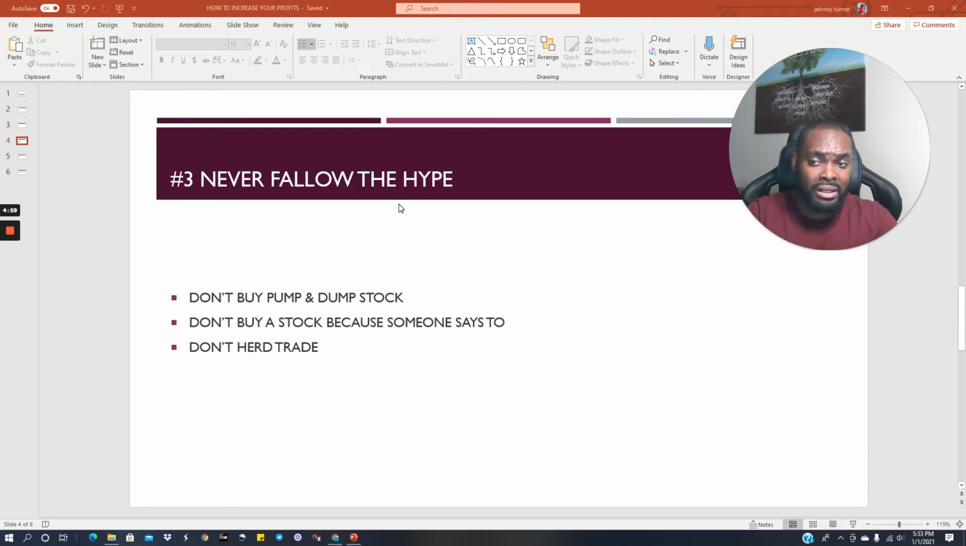Another tip under that is don't buy a stock because someone says to buy the stock. What does this mean? It means that you do not take tips blindly. Even when I send out tips to my guys in our trade alert group, they know that they have to add a grain of salt to everything that I send out, because I've taught them that you have to think for yourself.